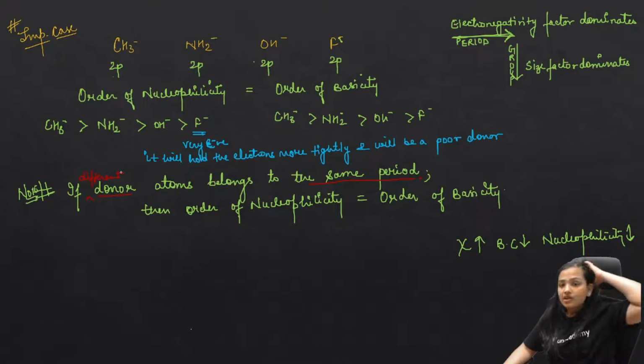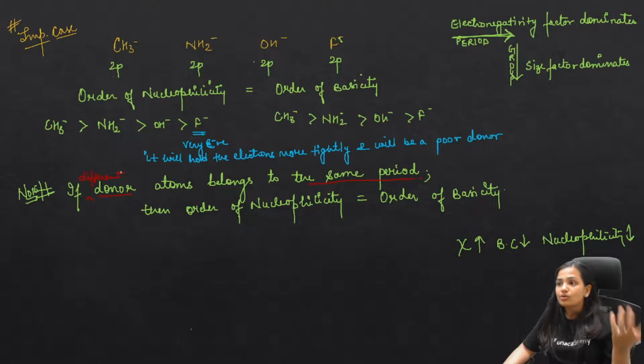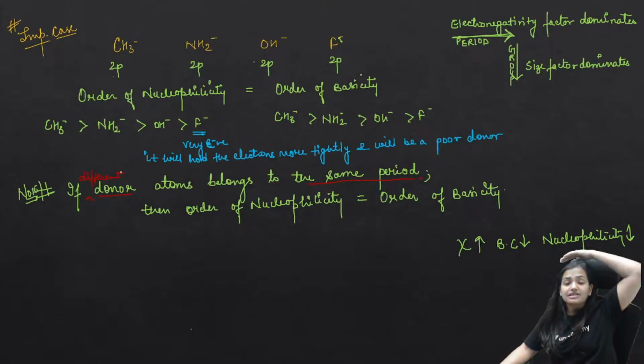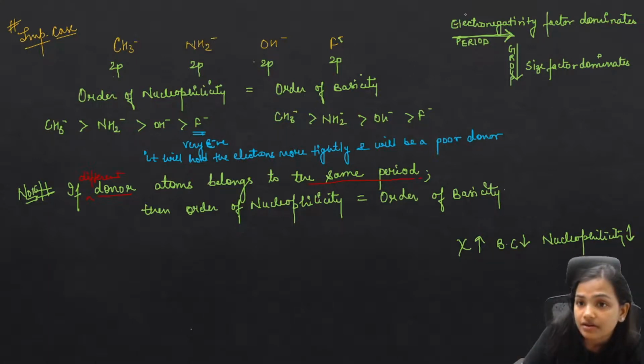Reason being, along the group the size factor dominates, but here they are in the same period. So ultimately they all have 2p orbitals. They have the same shell, all are having n equals 2. So ultimately, here we have to look for the electronegativity factor.